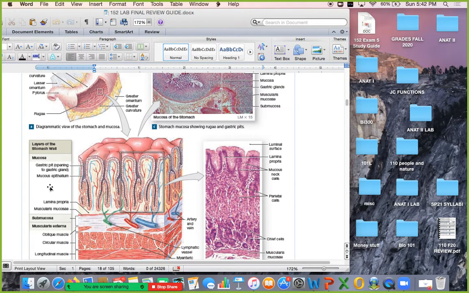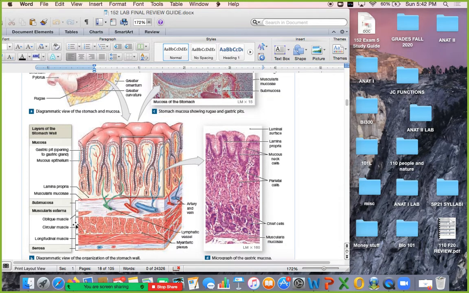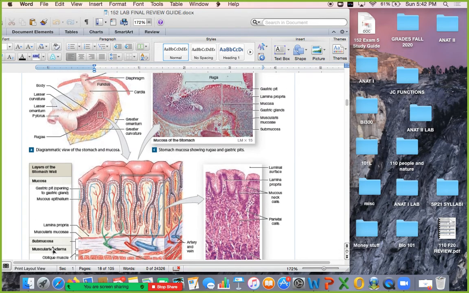So you'll need to know all of these different terminology, including which muscle layers, the oblique muscle layer, circular, longitudinal layer. So as I mentioned previously, we're going to always have the same layers, the mucosal layer, submucosal, muscularis, serosa layer, but they're going to change as we pass through the different structures of the digestive tracts.